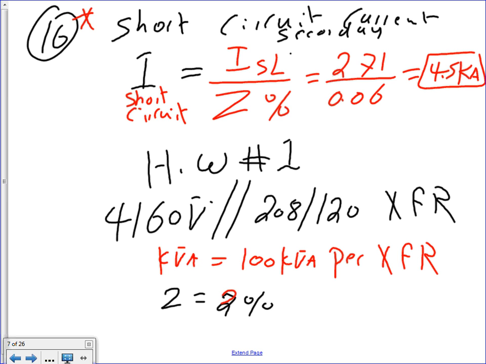What does that mean? It means the circuit breakers inside this panel that are going to be tied to this transformer have to be rated for 4.5K or higher. Or higher.